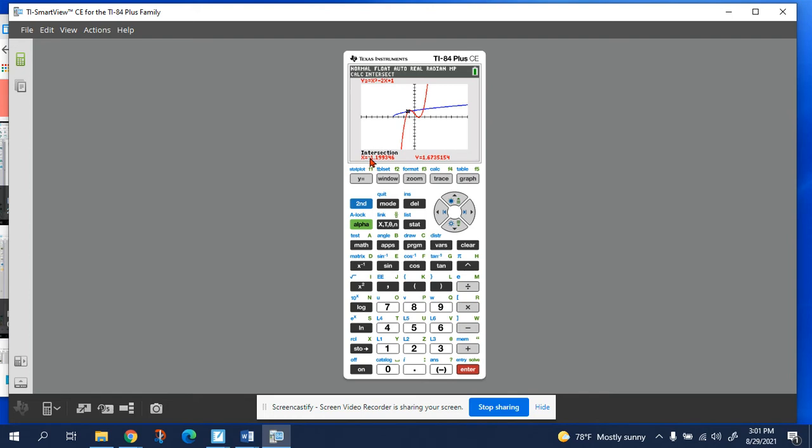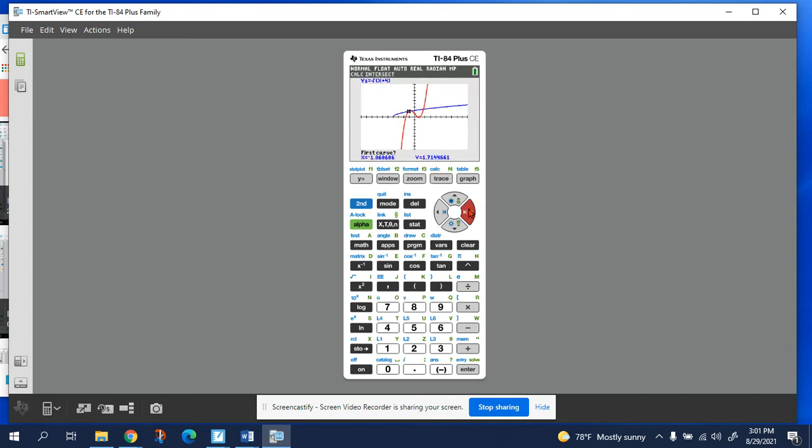To round this one to 2 decimal places, it would be negative 1.20, comma, 1.67. Now I'm going to repeat again because there are 3 answers to this question.